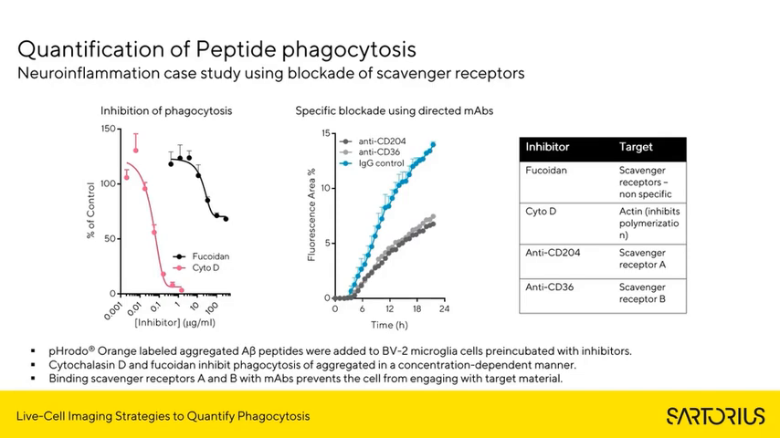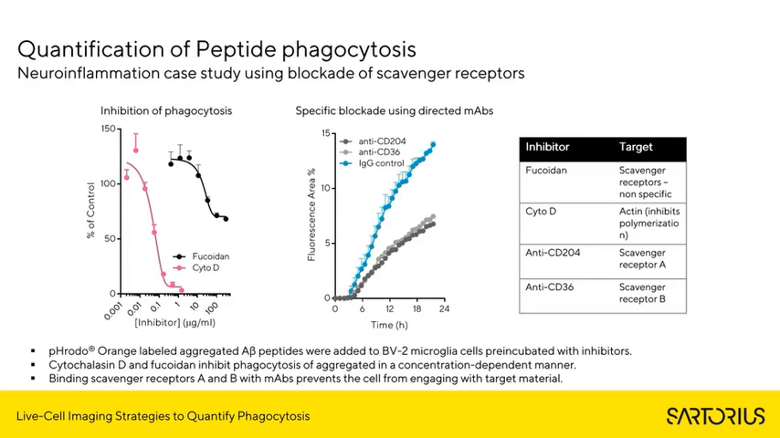Cytochalasin D and fucoidan inhibited engulfment of amyloid beta aggregates in a concentration-dependent manner. Cytochalasin D showed complete inhibition at the highest concentration. However, for fucoidan, only partial inhibition was observed. In the presence of monoclonal antibodies directed against scavenger receptors, inhibition of aggregated amyloid beta phagocytosis was observed, achieving approximately 50% inhibition compared to the IgG isotype control.